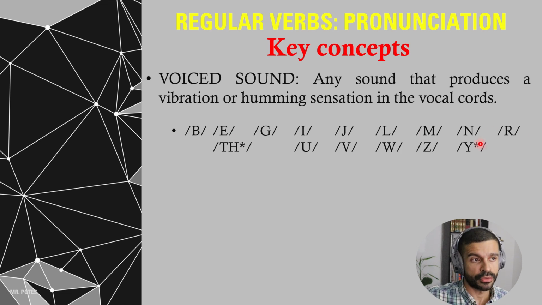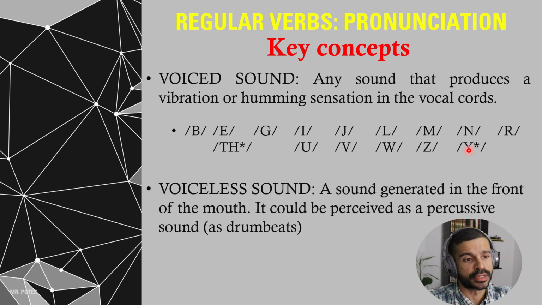So here are some sounds that are voiced sounds, okay? The ones that are marked here is because there is also a voiceless version of it. So here, for example, the voiced version of the th sound is th, and it produces a vibration here. And this is also a voiced sound.